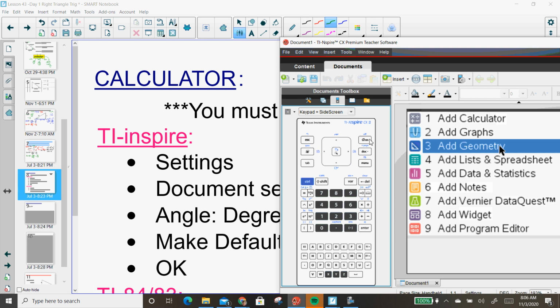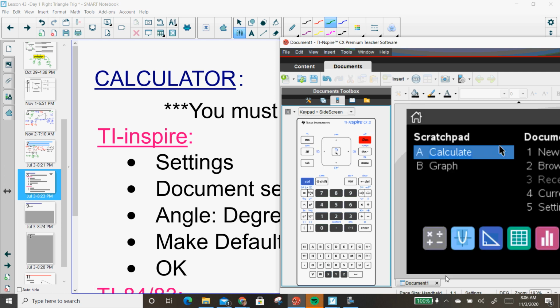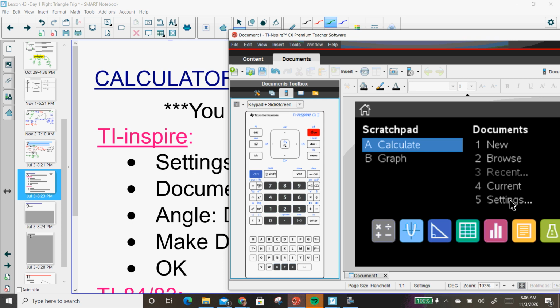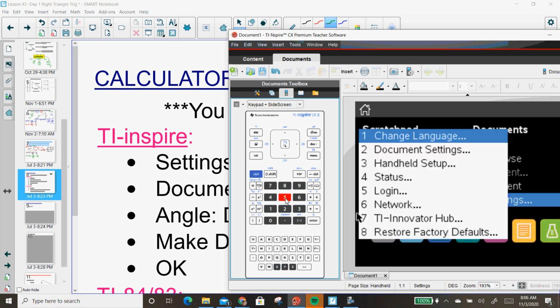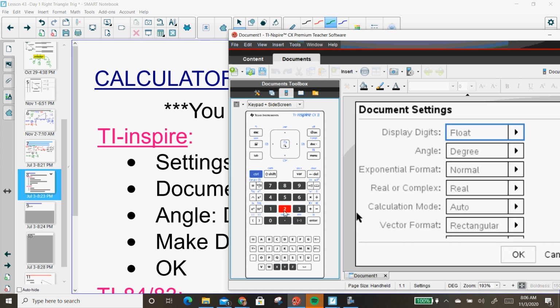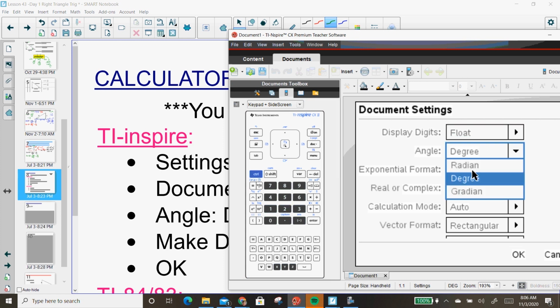So what you need to do is hit your home button and then hit settings, or just punch in the number 5. And then we want 2 for document settings. This should be in float because that way we always get all of our decimal places. The second one needs to be degrees and not radians or gradients. Those are things that you'll learn about next year and beyond, but you don't need to worry about anything but degrees now. And then you'll go down and highlight the OK to save that.